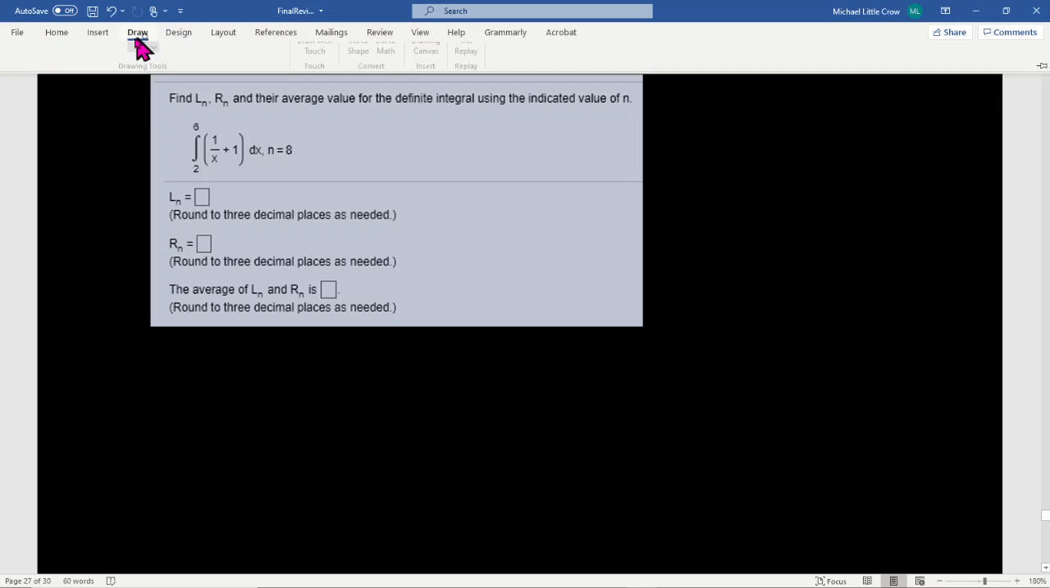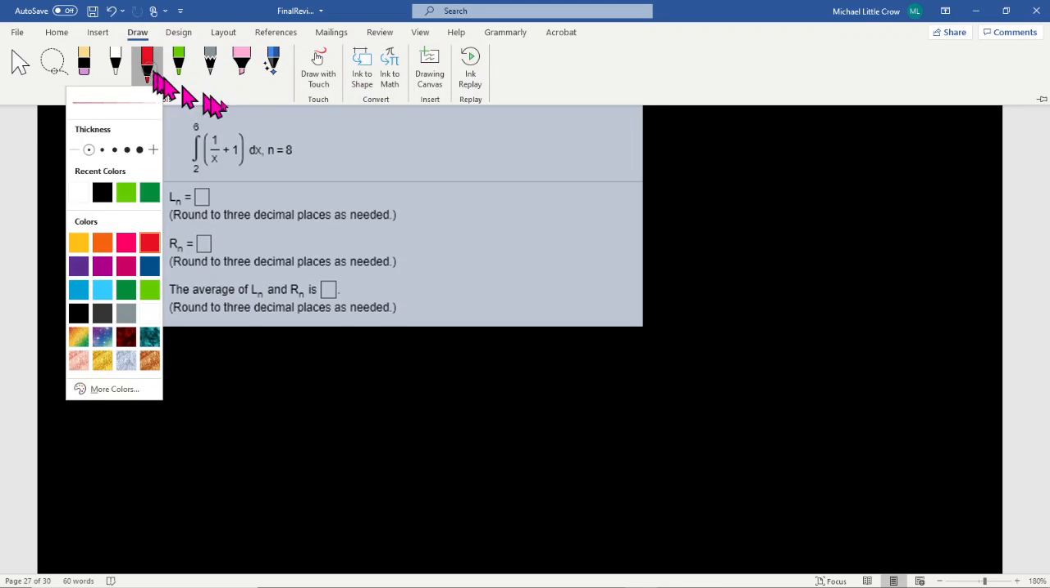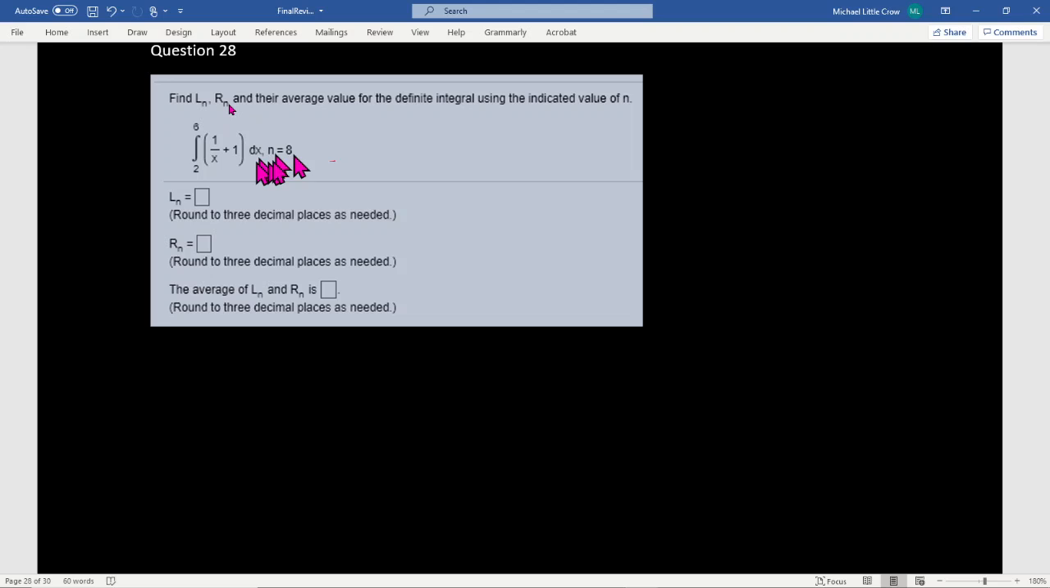So what we do to figure out how they start and everything, we take 6 minus 2, because that's how much space we're going over. We're going from 2 to 6, so we take 6 minus 2, that gives us the amount of area. 6 minus 2 is 4. We're going to divide that into 8 rectangles, so we divide it by 8, and that gives us that each rectangle will have a width of 1/2. And then we'll go from there.